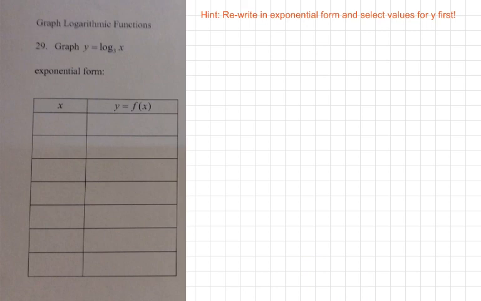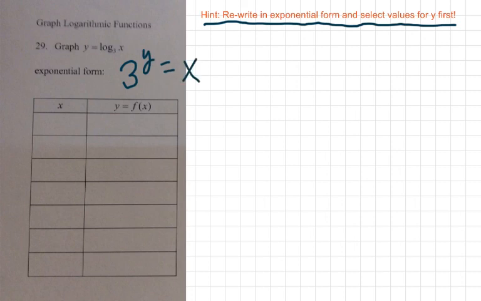Okay, so the next thing that we're going to do is look at graphs of logarithmic functions. And I wrote a little hint up here. My hint is we're going to rewrite this in exponential form and then select values for y first. The base is 3. So I'm going to say 3 to the y equals x. And I'm going to select some values for y. I'm going to select my favorite, 0, 1, 2, 3, negative 1, negative 2. I have more spaces than I'm actually going to use. And then I'm going to substitute in those values for y and solve what I get for x.